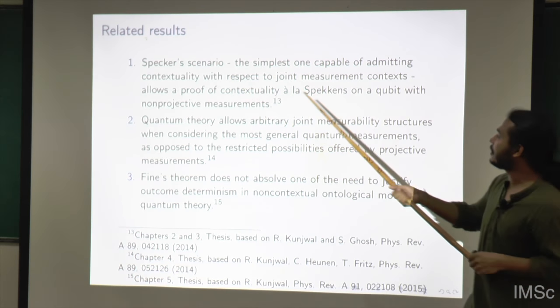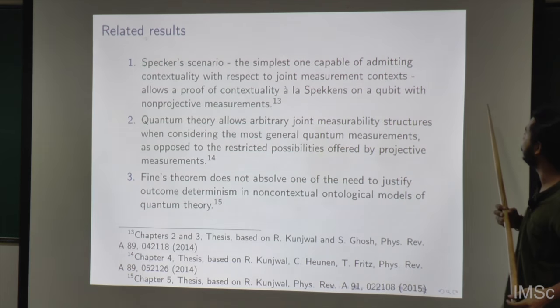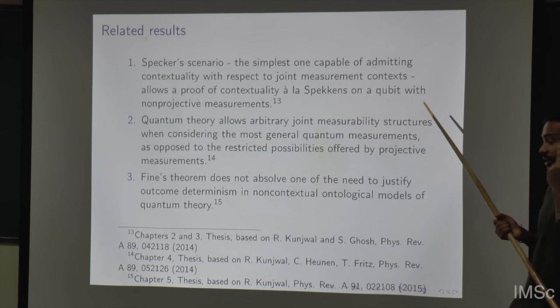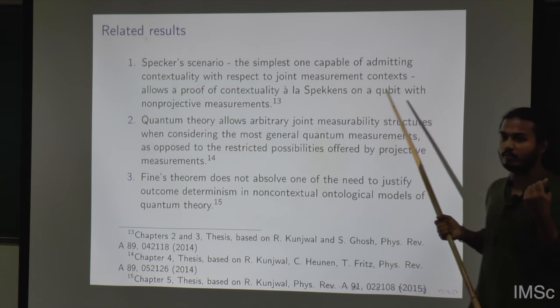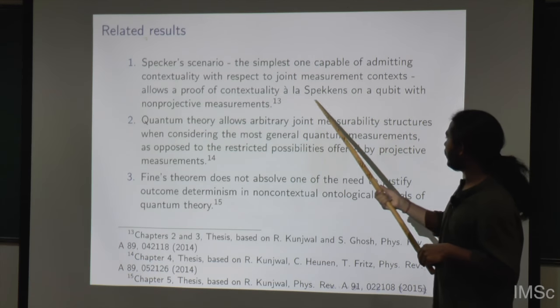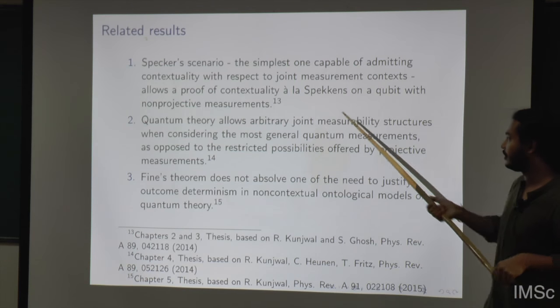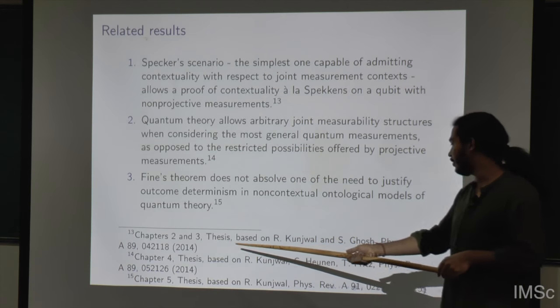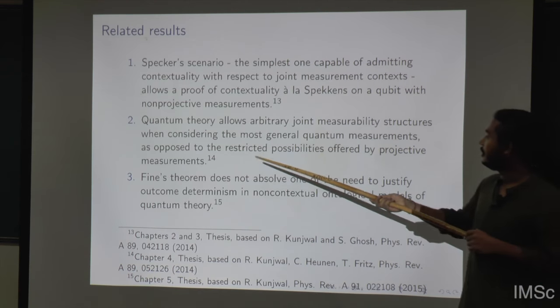This paper was about something called the Specker scenario, where we showed that it's possible to show contextuality for measurements on POVMs on a qubit using non-projective measurements. This was conjectured not to be the case. We showed that it is the case. This is in chapters 2 and 3 of the thesis, in this reference.